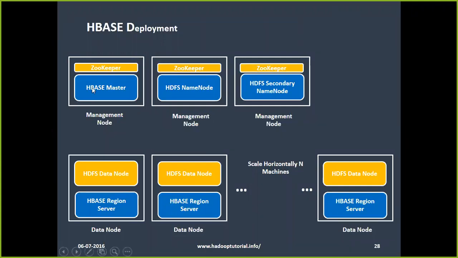You can see these are your master machines. On this, your HDFS name node is running. On this, the HDFS secondary name node is running. And on a separate standalone machine, HMaster is running. And on your slave machines, along with your HDFS data node and YARN node manager services, the HBase region server daemon is also running on the same machines.